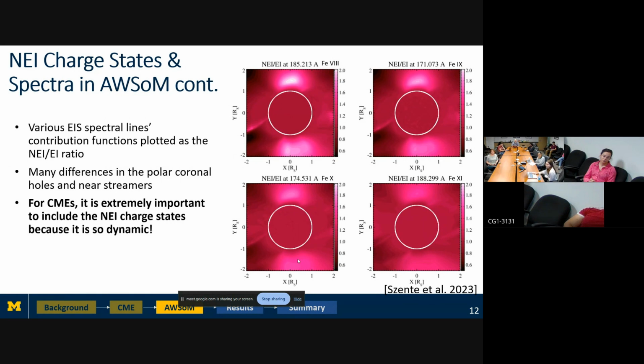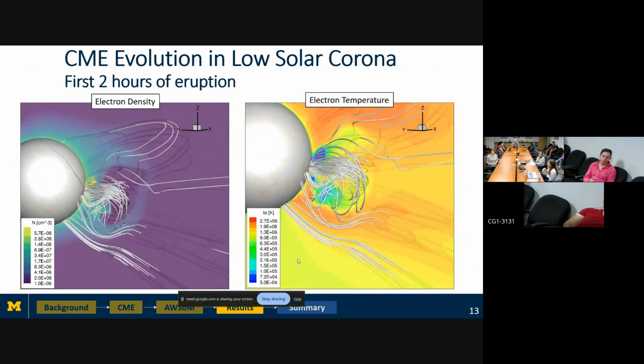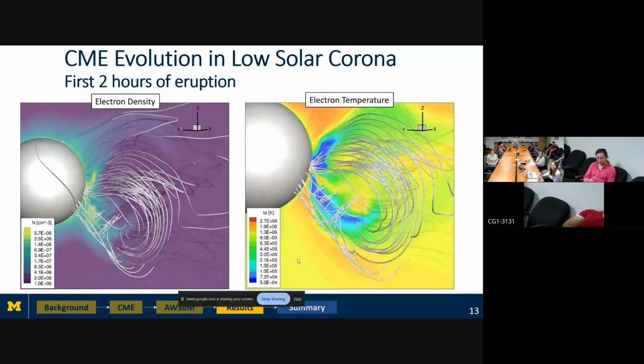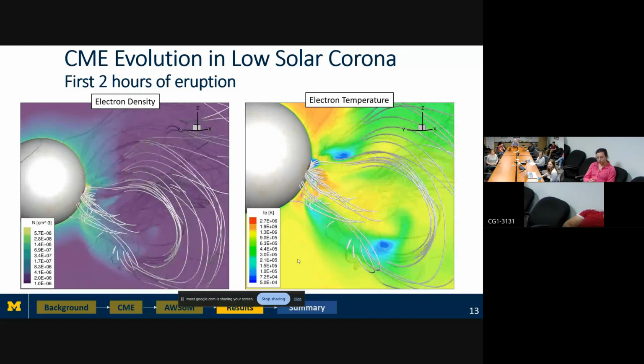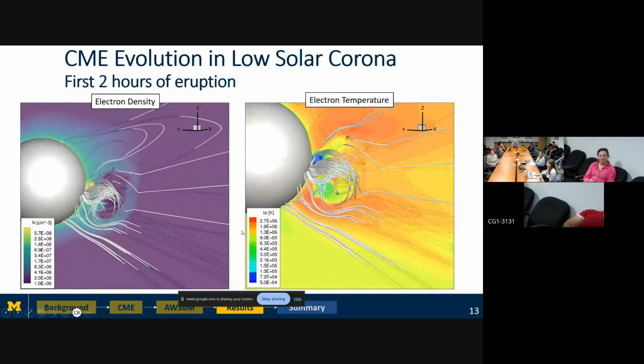So with all that being said, we can start moving on to more of the results. So here is the CME evolution in the low solar corona during the first 2 hours of the eruption. So the electron density and temperature, and hopefully it's coming across a little bit less grainy than what it's showing here on the screen.